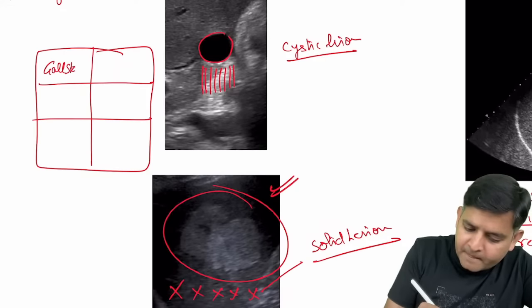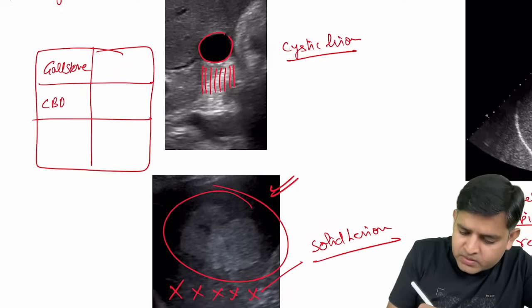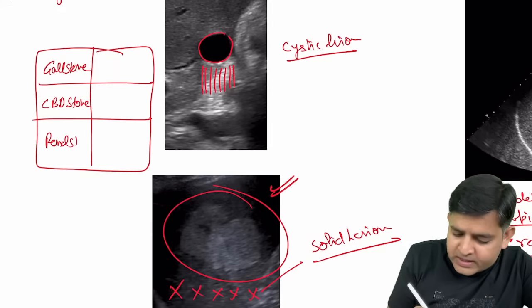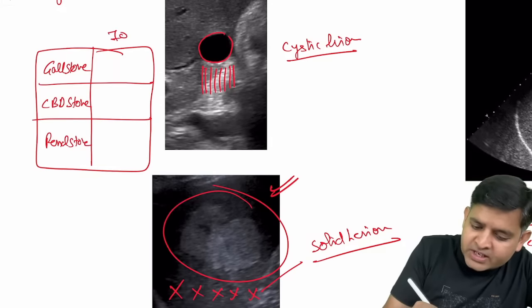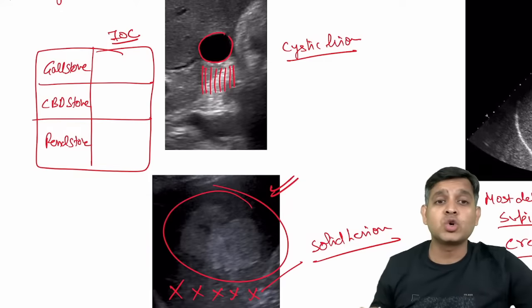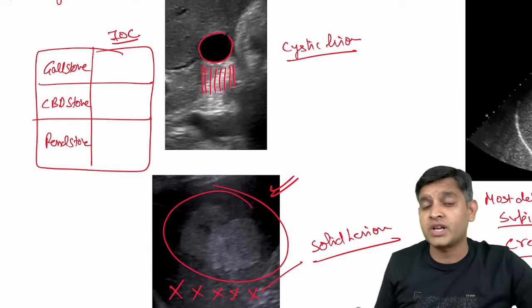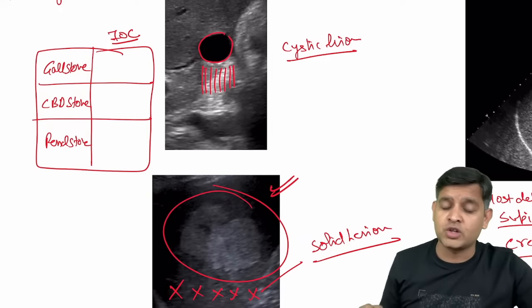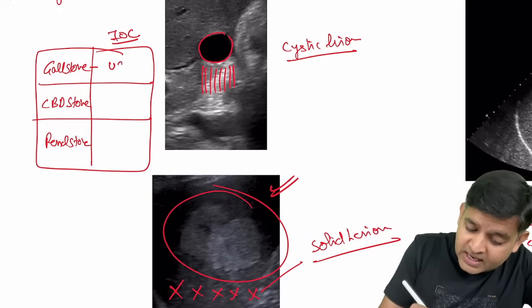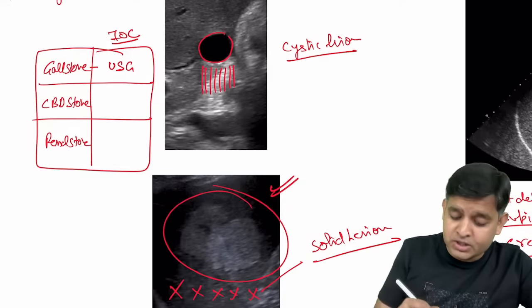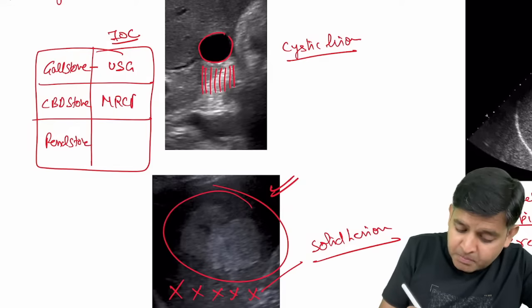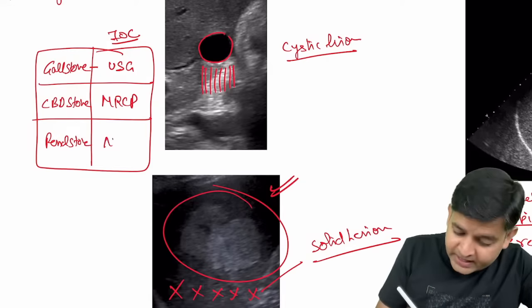Gallstone, CBD stone, renal stone. You have to fill the second column. You have to write the investigation of choice in them. Tell me the investigation of choice for all the three. For the gallstone, it is ultrasound. For the CBD stone, it is MRCP. For the renal stone, it is NCCT.